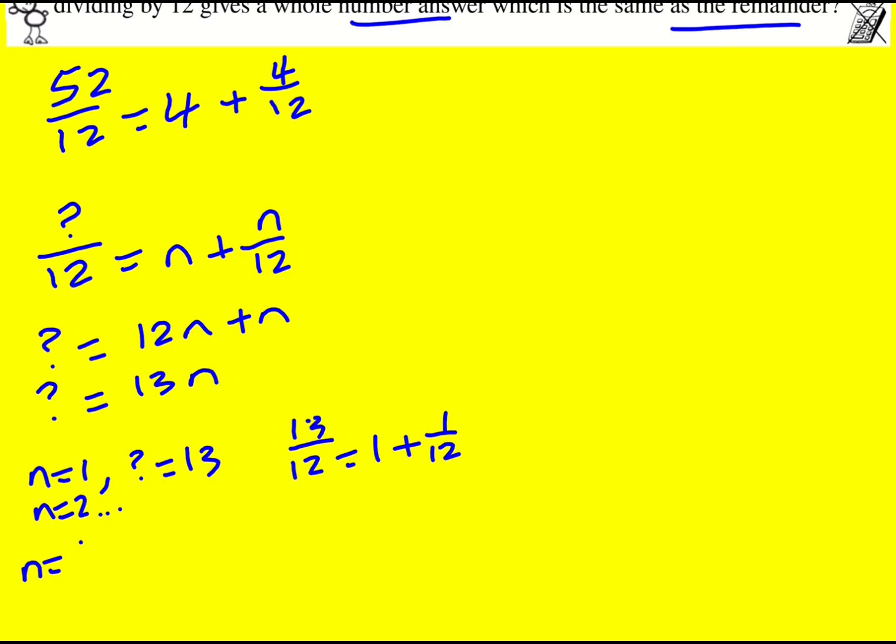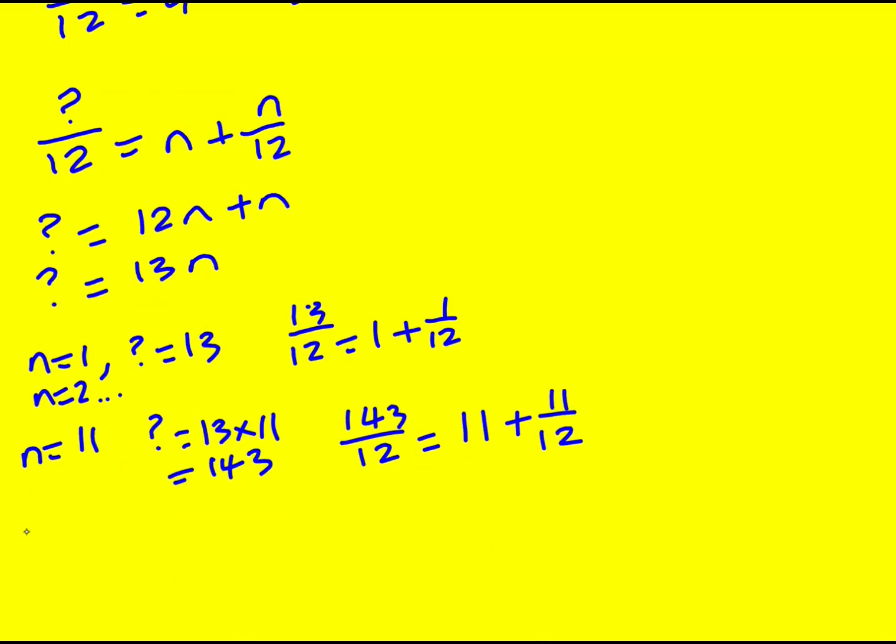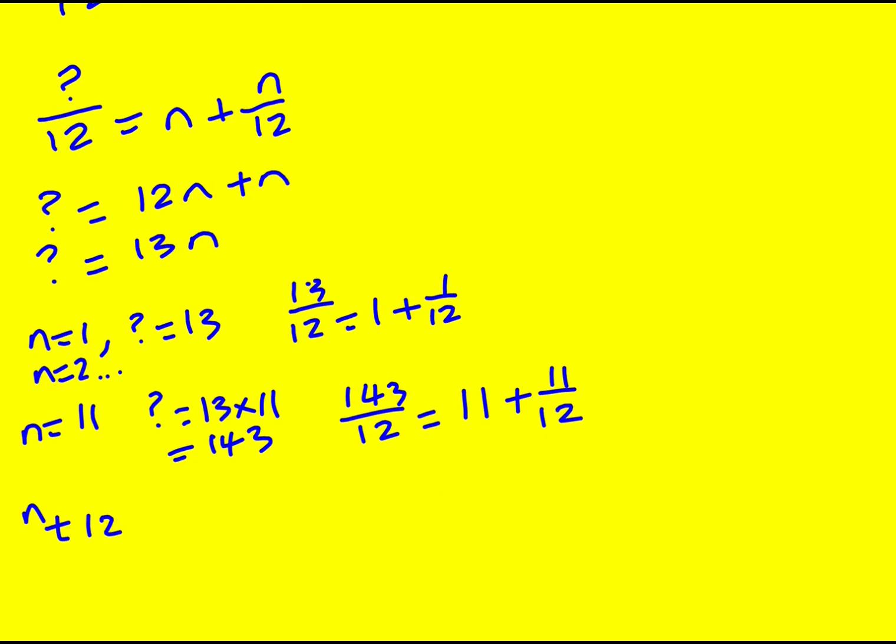What would happen when n is equal to 11? Then the question mark would be 13 times 11, whatever that is, so 143, and then 143 over 12 is going to equal 1, and then I'm going to get another 1, and it's going to be remainder 1. Sorry, remainder 11.